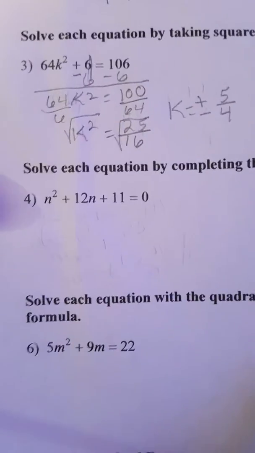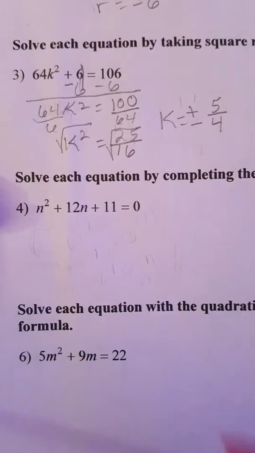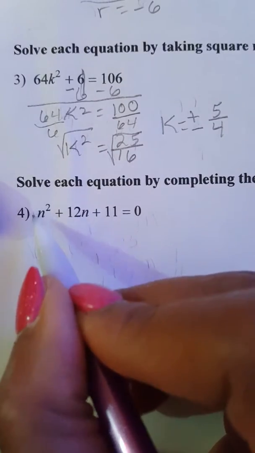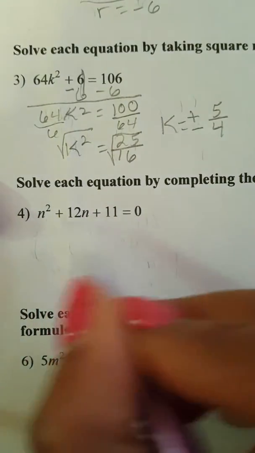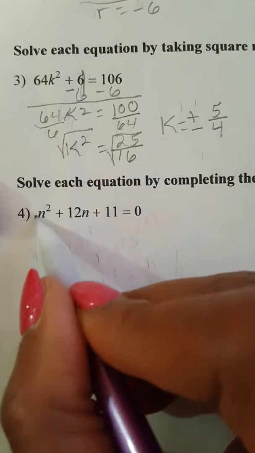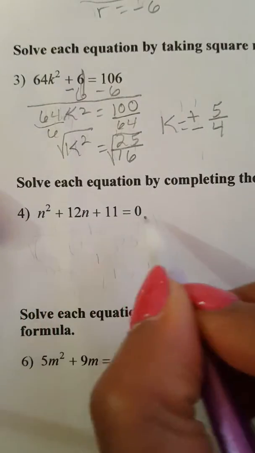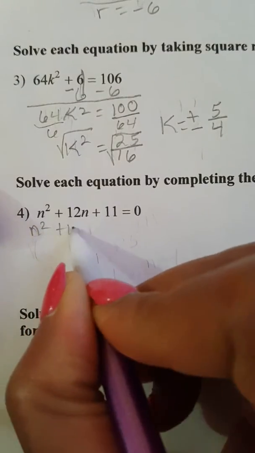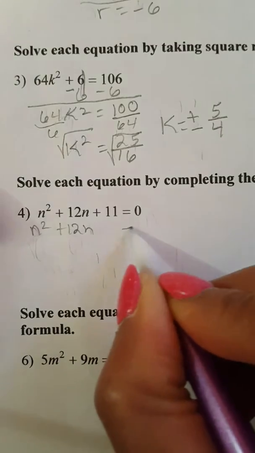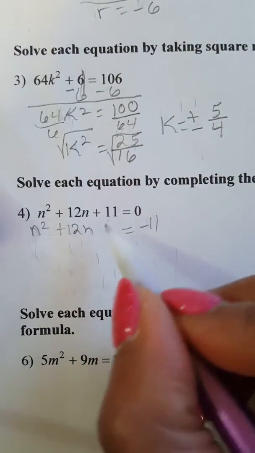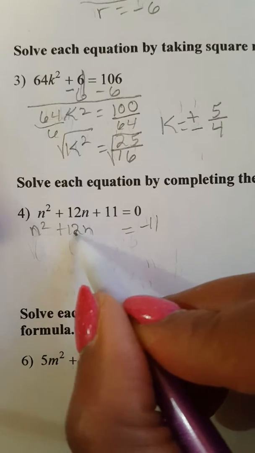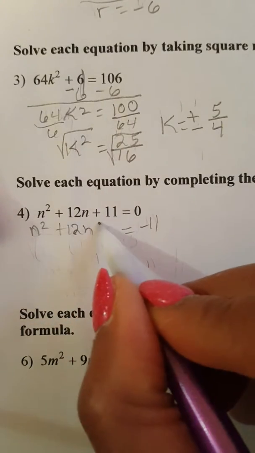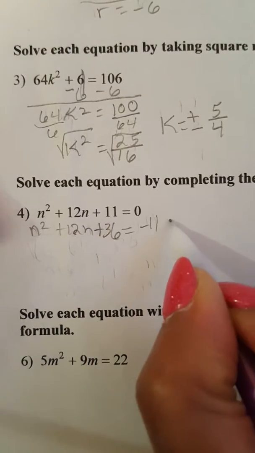Next part is solve by completing the square. To complete the square, leading number must always be 1. If it is not 1, you would divide the entire problem through by whatever that number is, that leading coefficient. When we complete the square, we move the constant to the other side. So n squared plus 12n equals negative 11. Leave yourself some space so you can complete the square. We take half of 12 and square it. Half of 12 is 6, squared is 36. We add it to both sides.